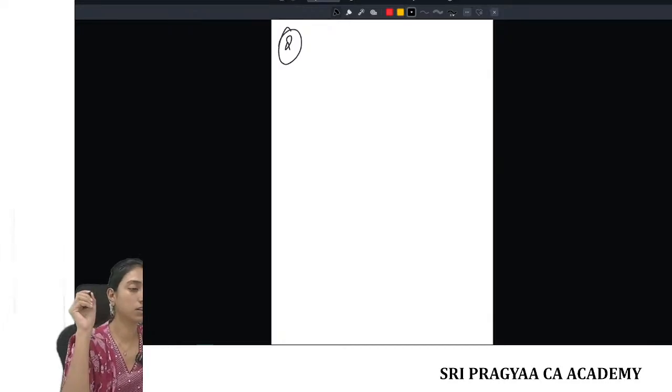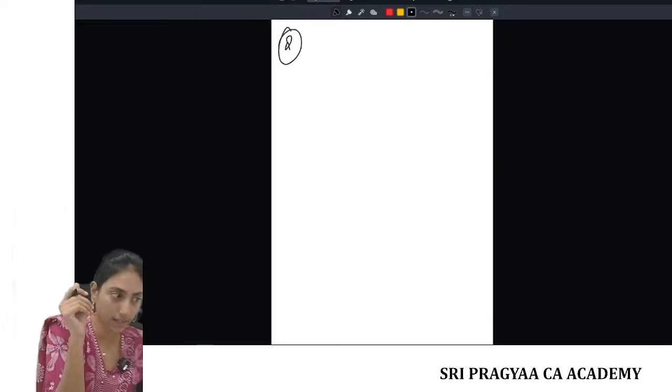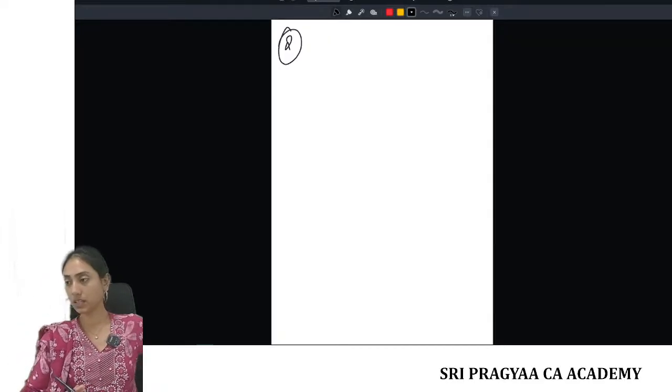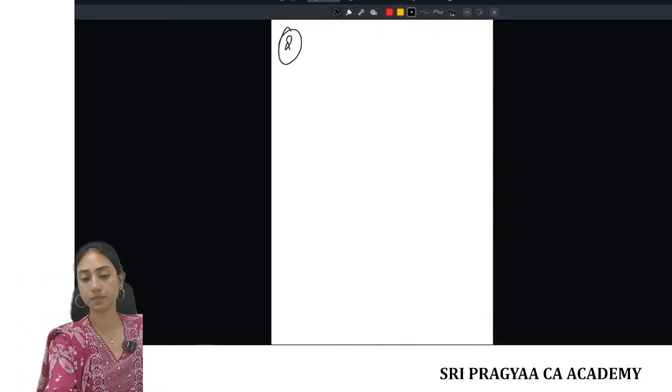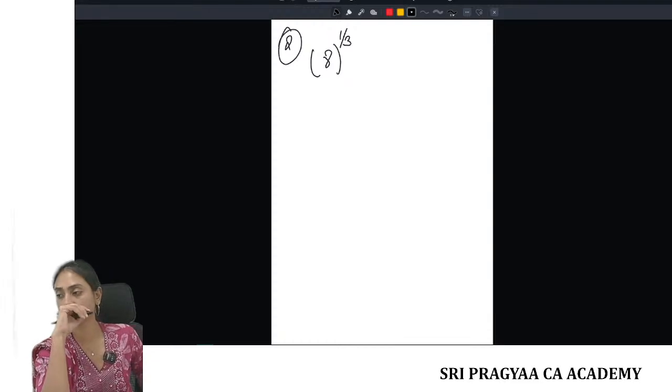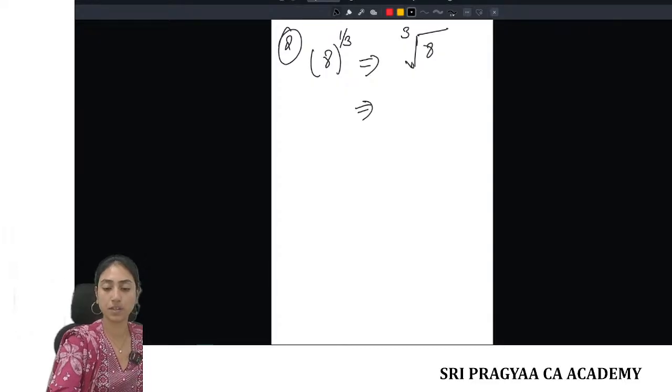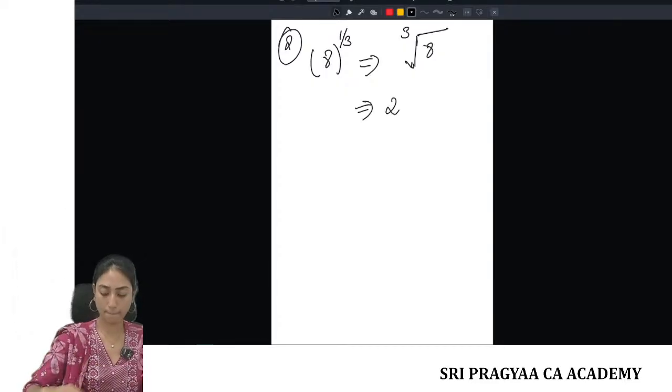Guys, understood what I spoke about bracket? Yeah. This is nothing but cube root of 8. This can also be represented like this. Cube root of 8 is 2.